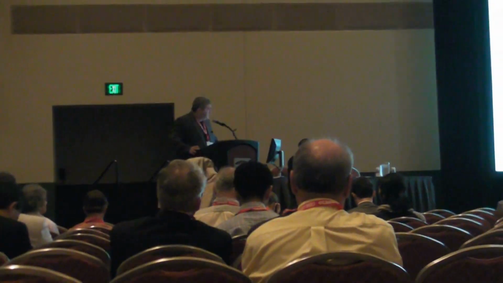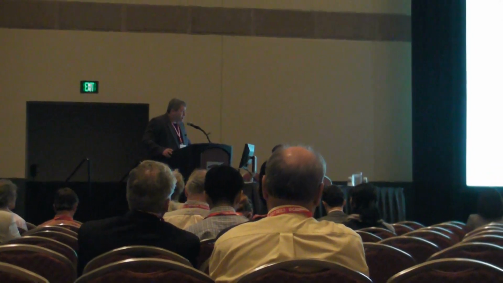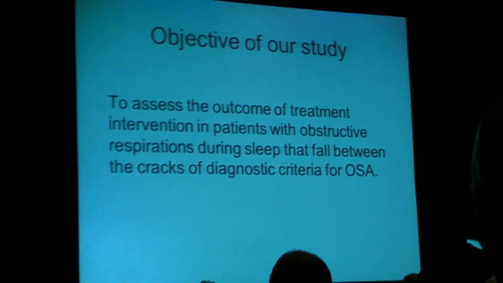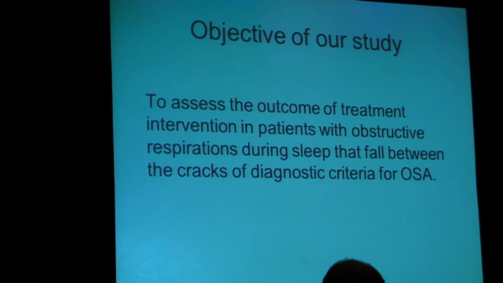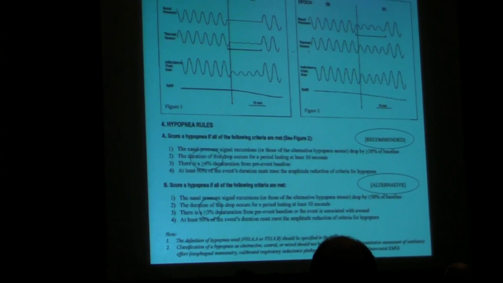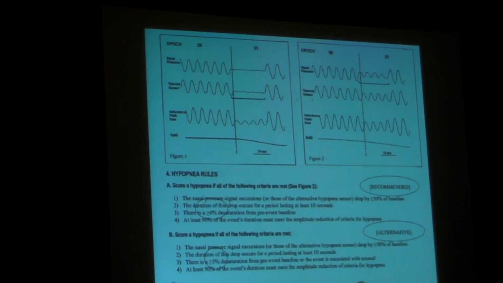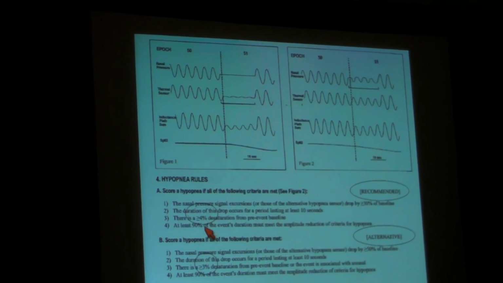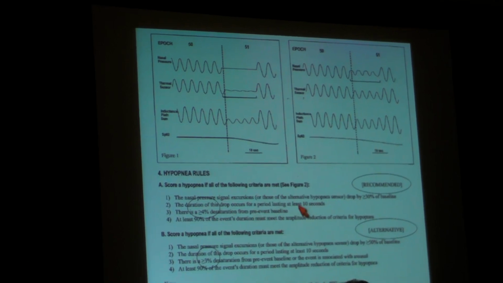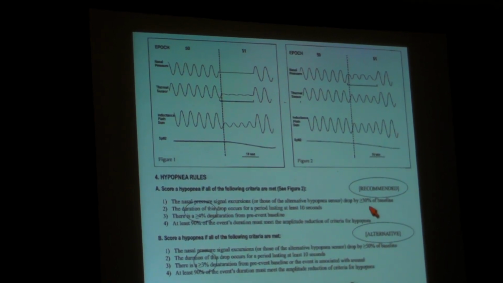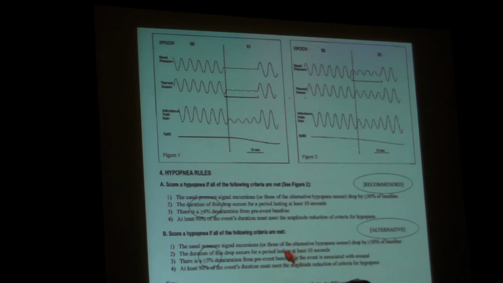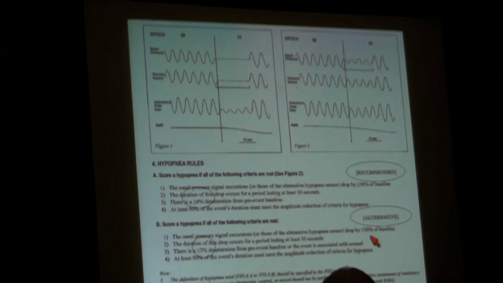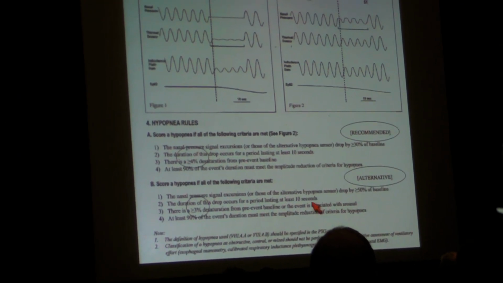There's very few studies that have been done that look at outcome based on treating those patients that don't meet that criteria, and that's the objective of our study: to assess what is the outcome when you treat patients that do not meet that criteria. Now, this is just from the handbook from the Academy showing what is recommended. It's going to be a 4% or greater desaturation with a decrease of approximately 30% or more of the airflow. Then the alternate is saying, well, you need a 3% or higher desaturation, but you have to have a much greater degree of decrement in your airflow signal.